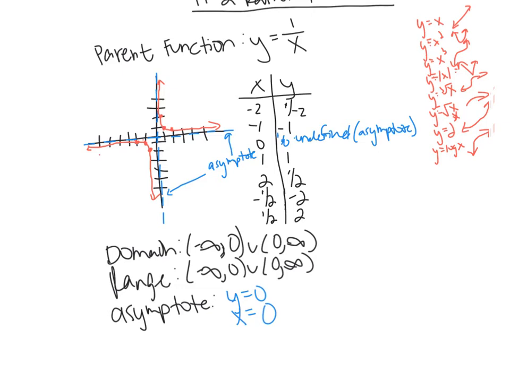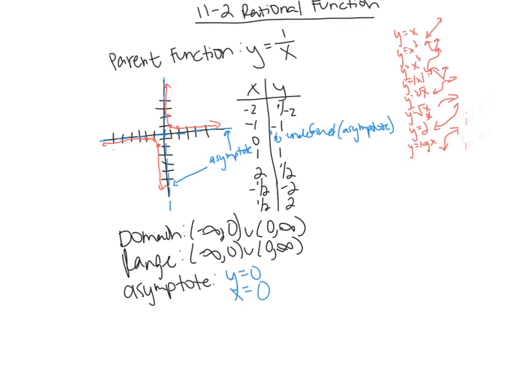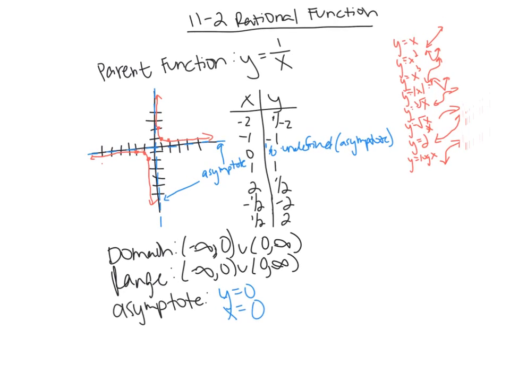We do have some symmetry. We have some origin symmetry going on here, right? I can put my pencil right there at the origin 0, 0, spin that graph around 180, and it would match up perfectly. But a very different looking graph than our other parent functions. So that is the rational parent function, plain Jane function.